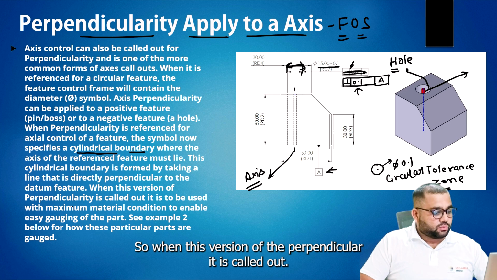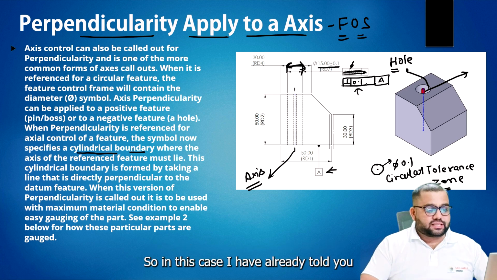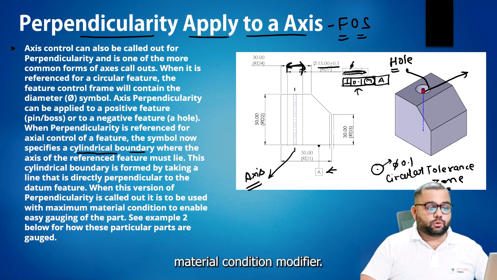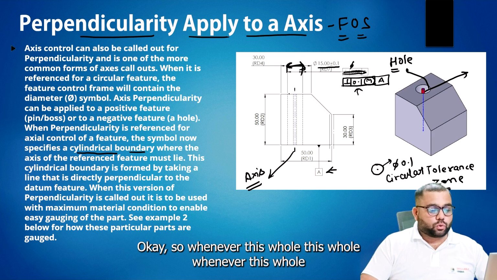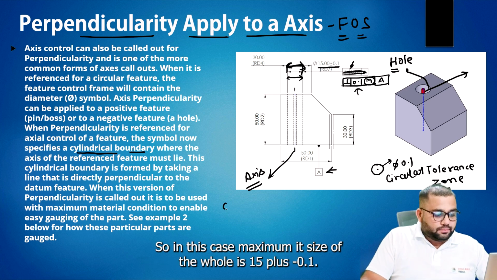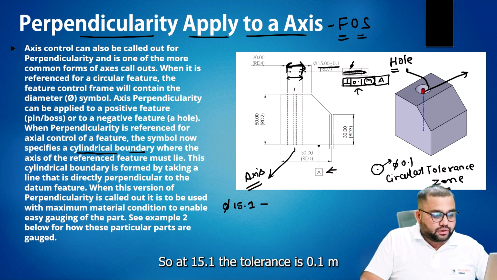When this version of perpendicularity is called out, it is to be used with the maximum material condition to enable easy gauging of the part. I have already told you, you can use the maximum material condition modifier and the least material condition modifier. Whenever this hole is manufactured at maximum material condition, the size of the hole is 15 plus minus 0.1. So the maximum material condition of the hole is 15.1. At 15.1 the tolerance is 0.1 mm.